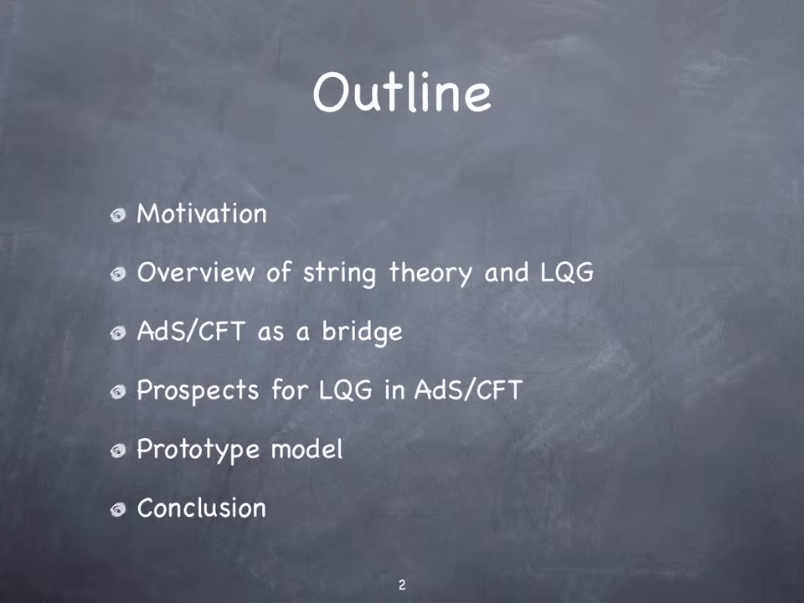However, I want to then show that there actually already exists a prototype model, which is a duality between a 2D Ising model and 3D quantum gravity with vanishing cosmological constant, where many of the problems that one encounters in this business are actually solved. You can show that it really makes sense to try to look for some duality between loop quantum gravity and some field theory on a boundary. Okay, so let us start then with the talk.